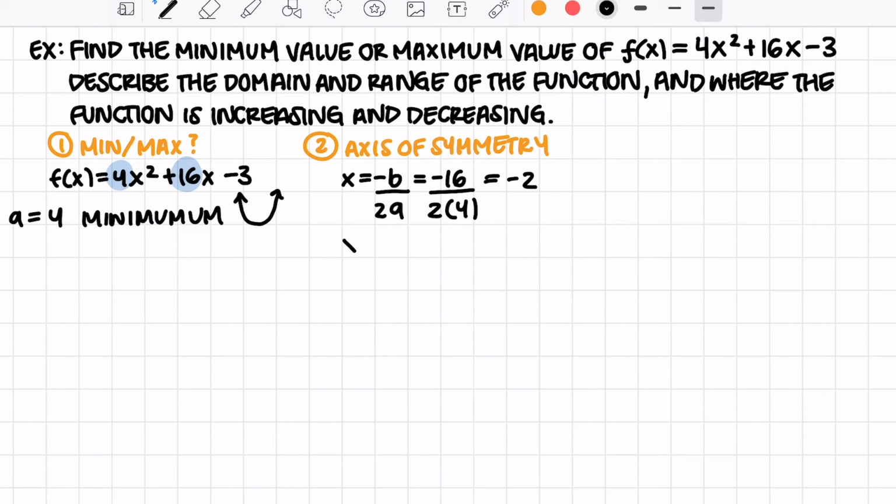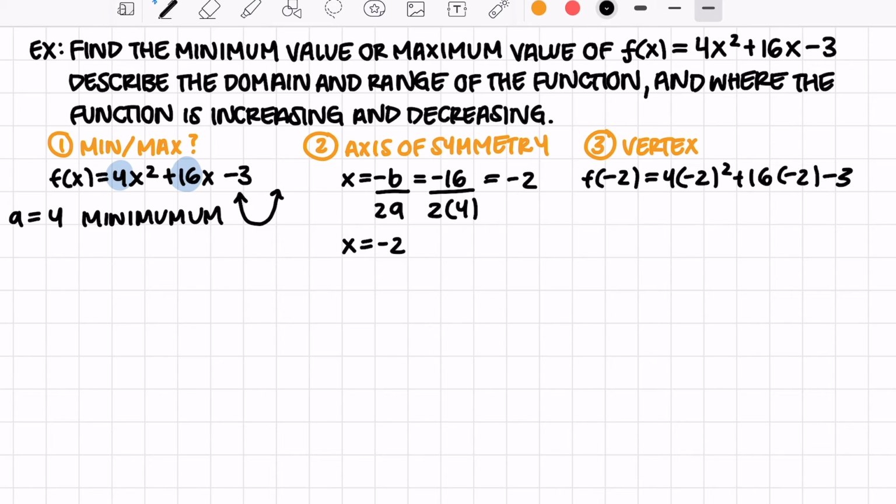Once I find out what my axis of symmetry is equal to, I could just plug it into the function so that we can find out what my vertex is. So for the vertex, plugging in -2 into the function, we get f of -2 equals 4 times -2 to the power 2 plus 16 times -2 minus 3. And that just equals 16 minus 32 minus 3, which is -19. So my vertex here is -2, comma, -19.